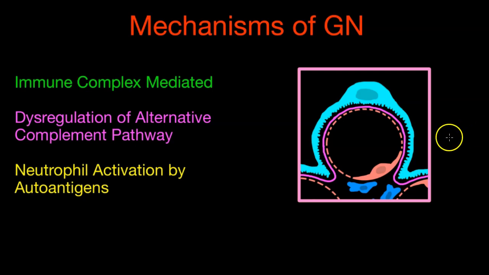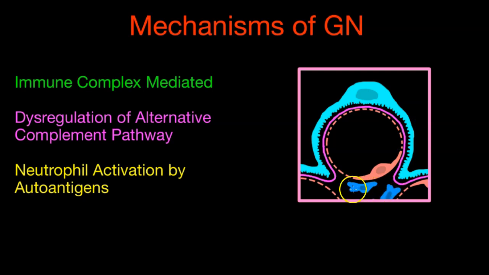So just to orient you, we're looking at a cross-section of a capillary loop of a glomerulus. And so this is the capillary. Here is the endothelial cell lining the capillary. Here is the glomerular basement membrane in pink right here. And then on top is the podocyte. And you can see these little foot processes sticking out and interdigitating with each other.